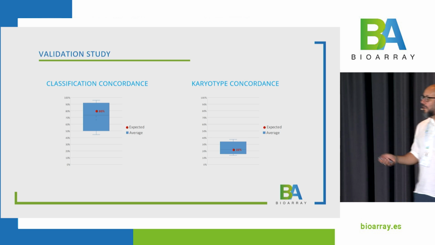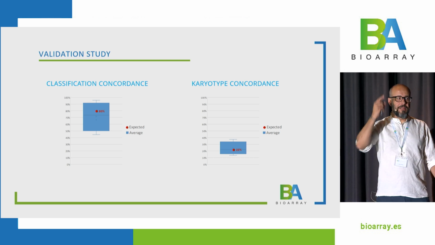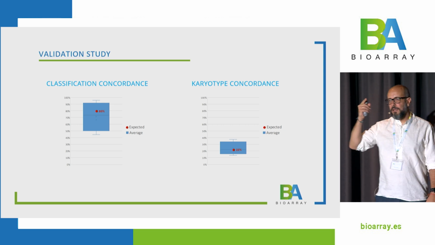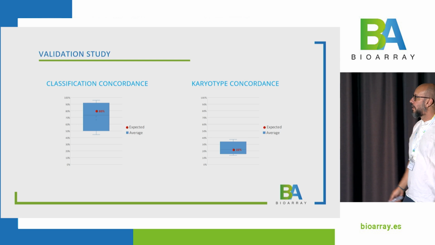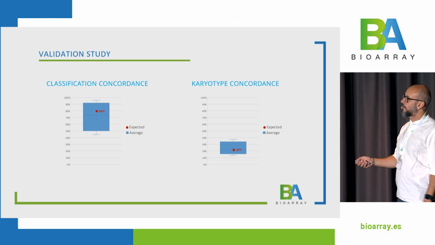Then if we look at the karyotype concordance, meaning that looking at the very specific aberrations we found, the concordance is quite low, but it doesn't matter. The important one is this one.